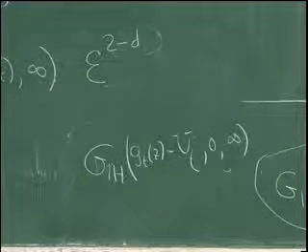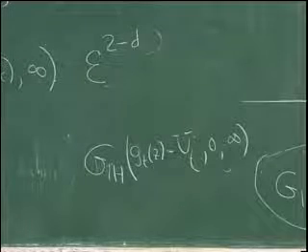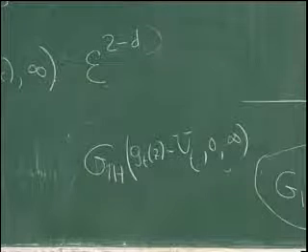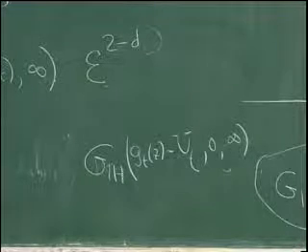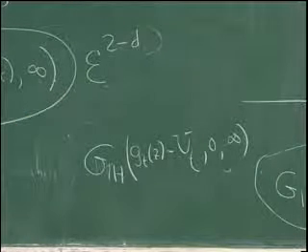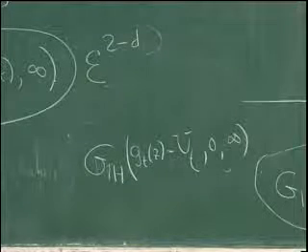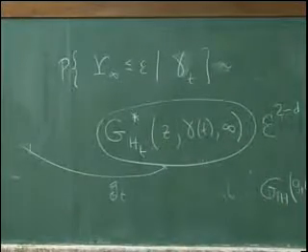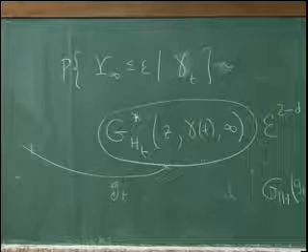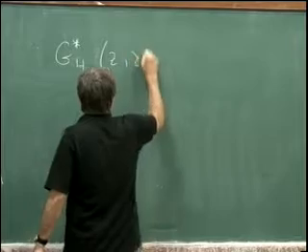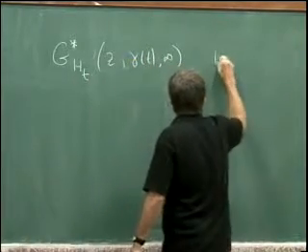And basically, as epsilon gets small, we have this asymptotics. So what we would expect is that, in fact, if I divide by epsilon to the 2 minus d and take a limit, one would expect that this should be a local martingale. So G star, H_t, Z gamma_t, infinity should be a local martingale.